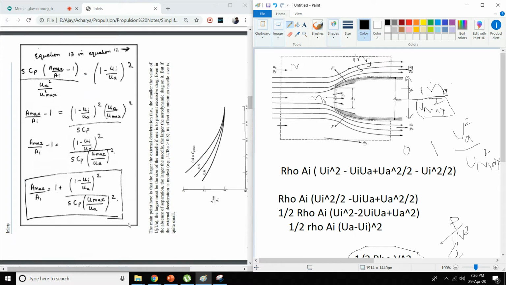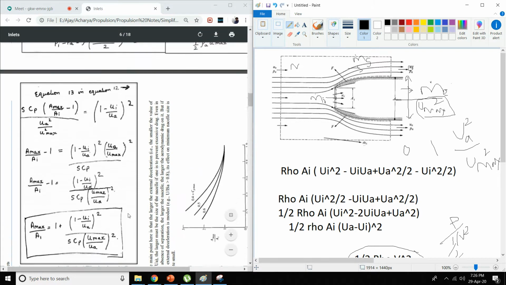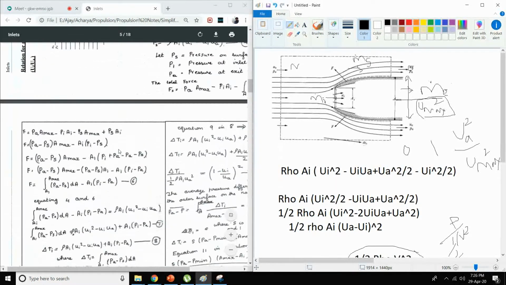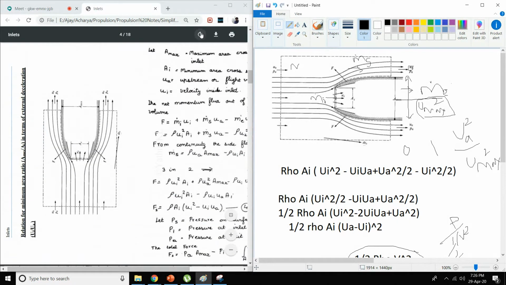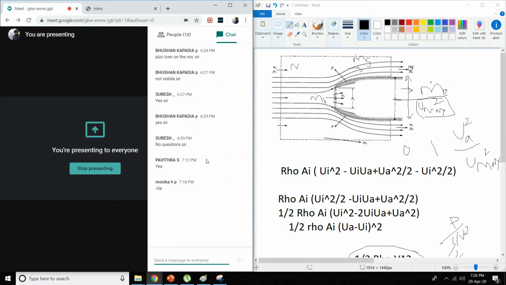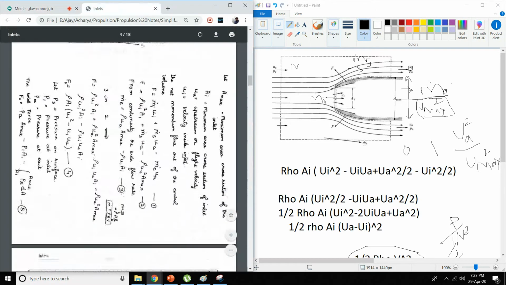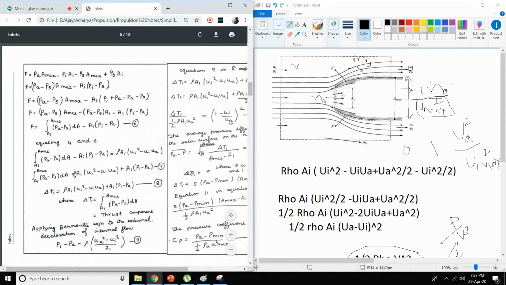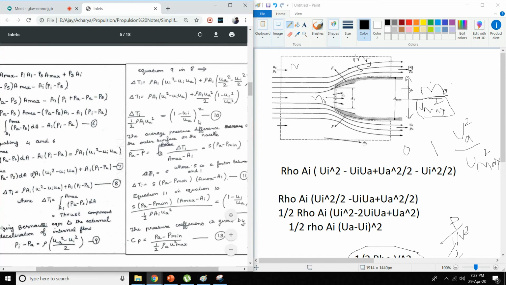That will complete your derivation, which is supposed to be for 12 marks or 10 marks. It is quite a repeated question, so just follow this. There is a lot of confusion in this derivation, so I'll write it in my own book and then submit it to you guys. Hope you understood. I think we'll stop here. And there is one more confusion here: how did you get 1 minus ui by ua? I'll try to sort it out while I'm writing, so you just follow that.